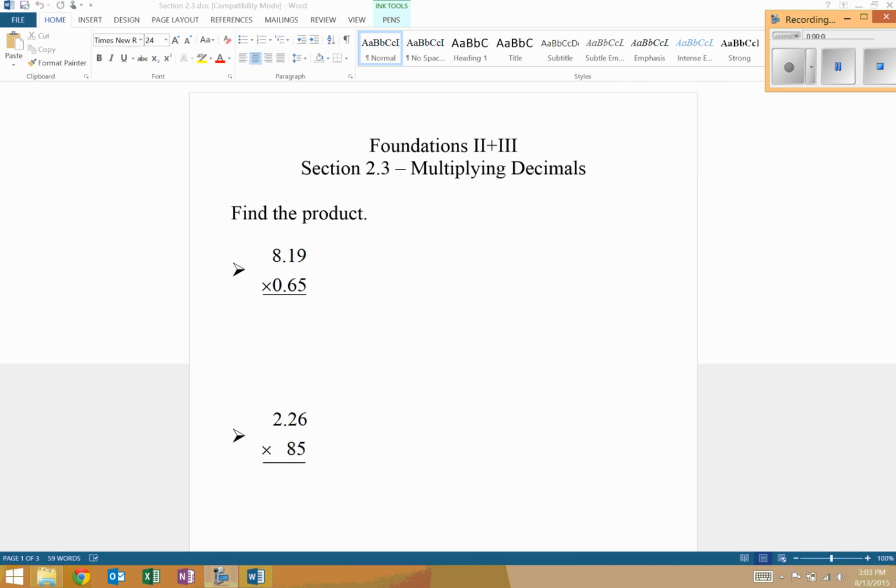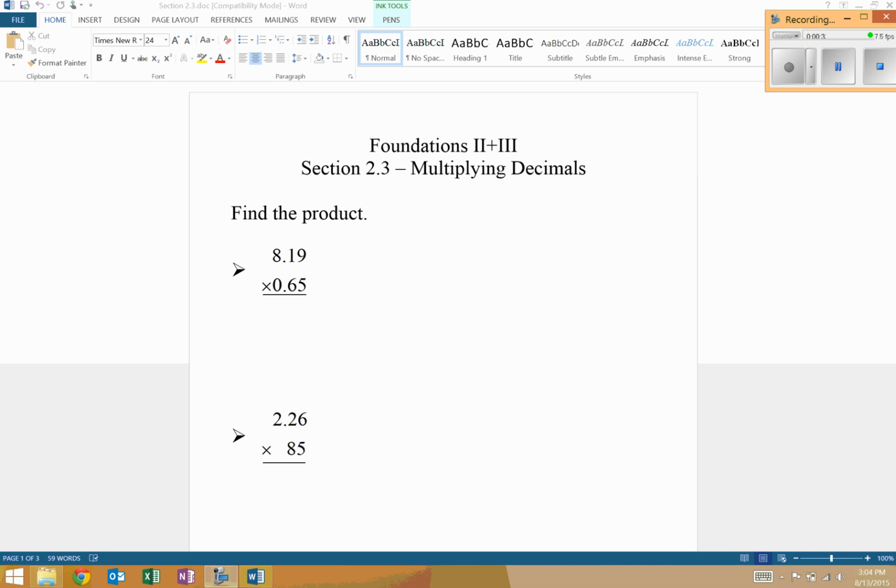All right, 2.3 is about multiplying decimals, and a little bit different rule than adding and subtracting. You don't need to have the decimals lined up. We're going to deal with the decimals later, actually. Basically, what needs to happen is you need to multiply everything normally. Don't even worry about the decimals until the very end, and I'll tell you how we're going to determine where to put the decimal at the very end.